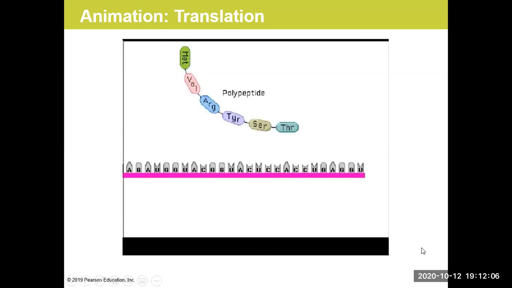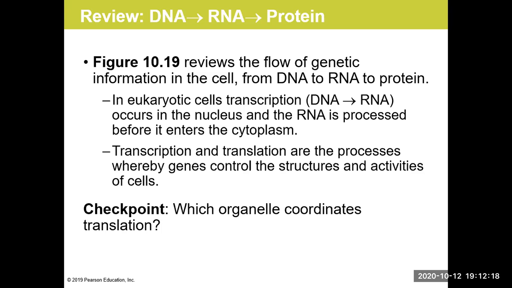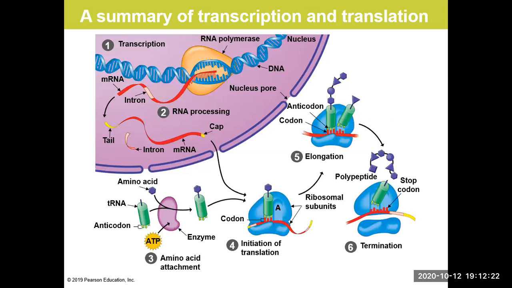This slide describes legends for the figure on the subsequent slide, and it reviews the flow of genetic information in the cell, that is, the central dogma from DNA to RNA. This is a summary of transcription and translation.